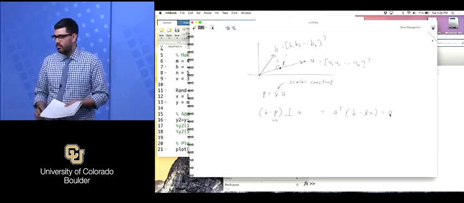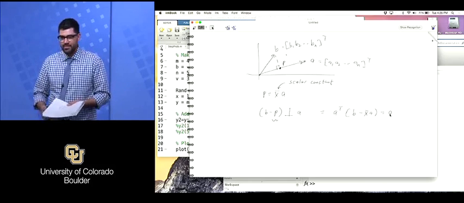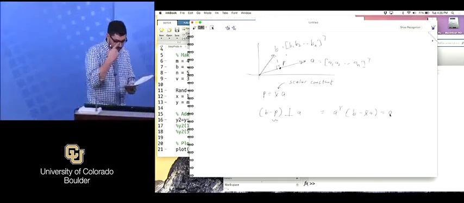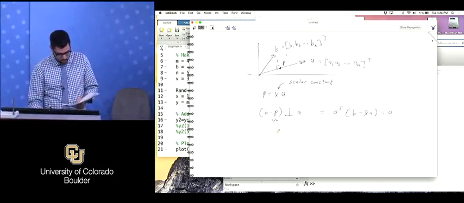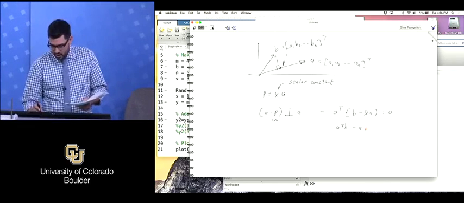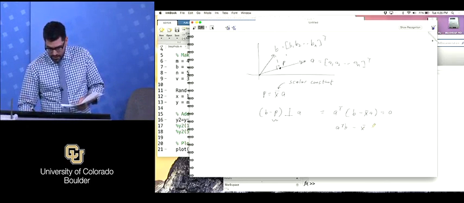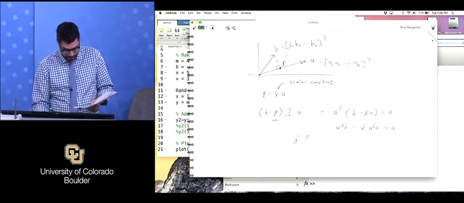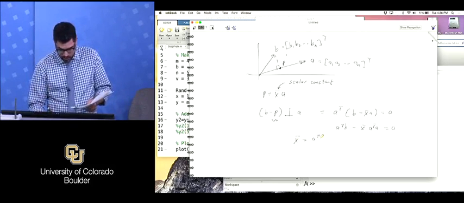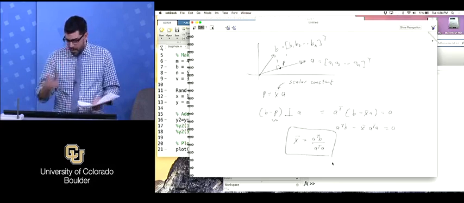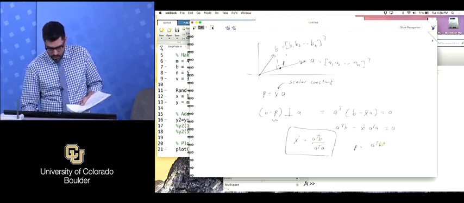Yes? No? Stop me. I keep moving. Okay, so now let's solve for x hat. A transpose B minus A transpose, and since it's a scalar, I can pull out x hat: A transpose B minus x hat A transpose A equals 0. So x hat equals A transpose B over A transpose A. And therefore, P is equal to A transpose B over A transpose A times A.